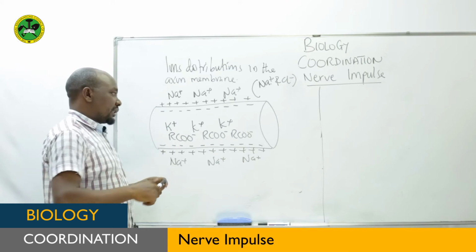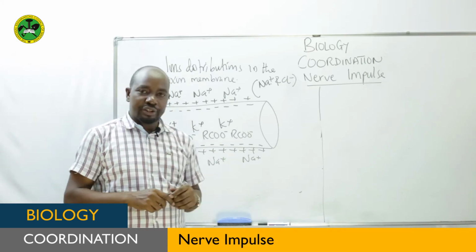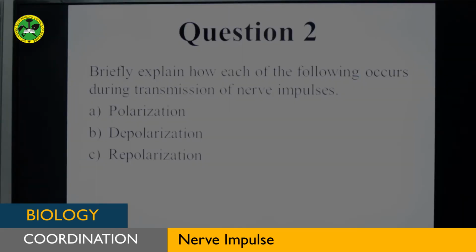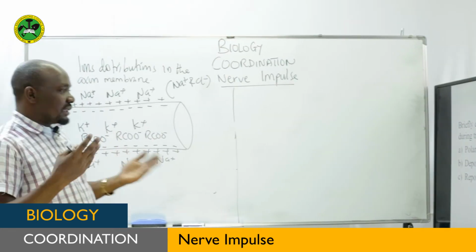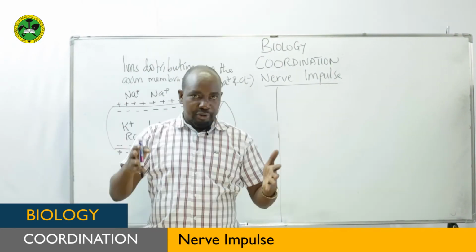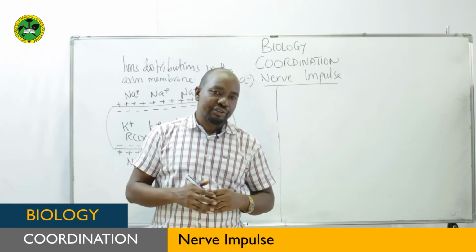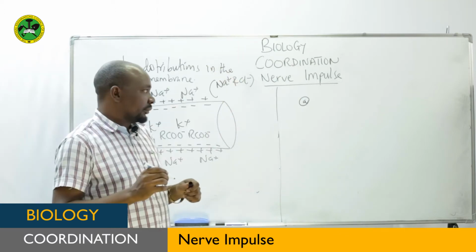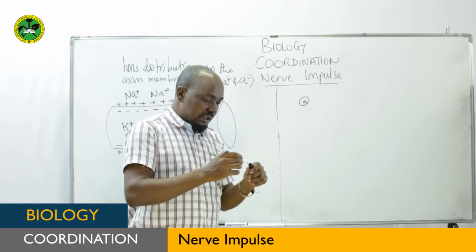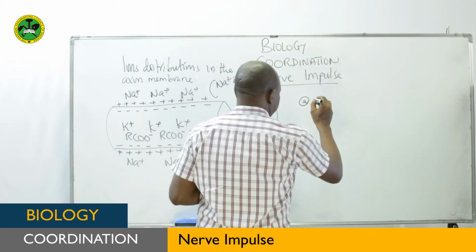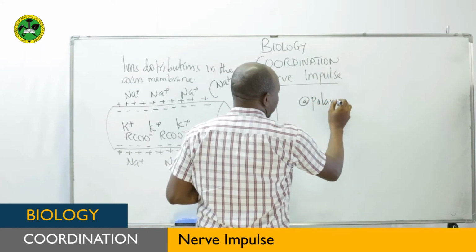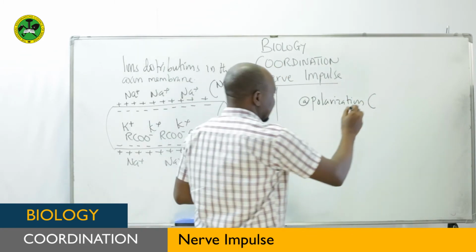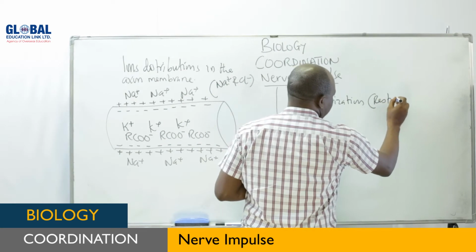Then let us go back to our question number 2. How does depolarization occur? Depolarization is the change in potential difference across the axon membrane from when it is at rest, when it is positively charged outside and negatively charged inside. That is the polarization. This occurs during the resting potential.